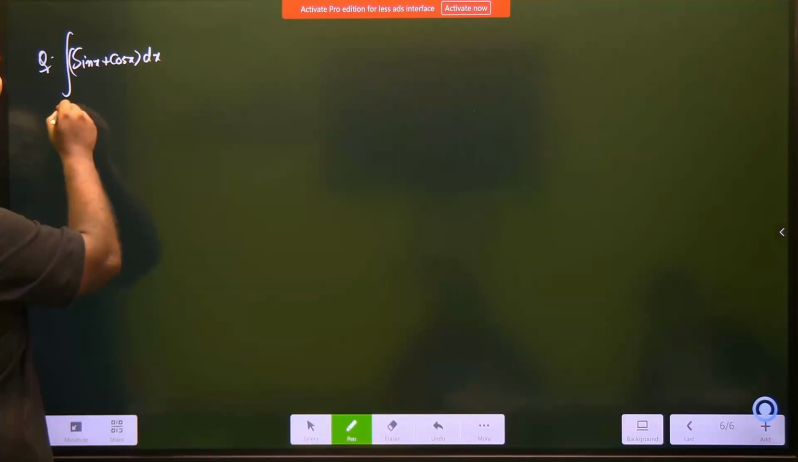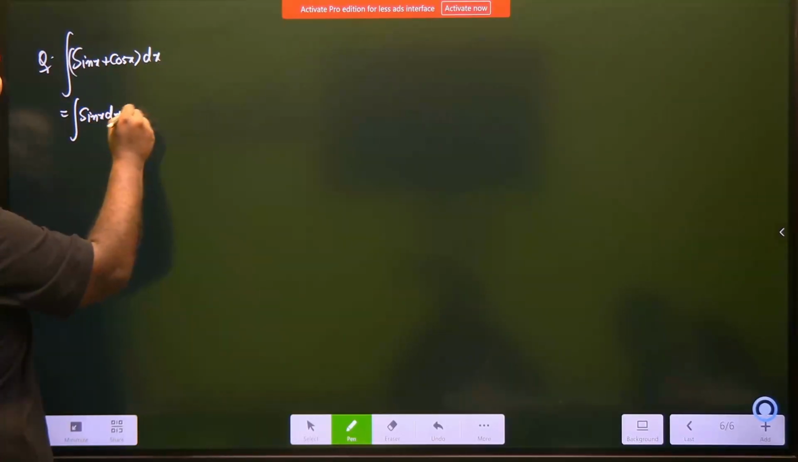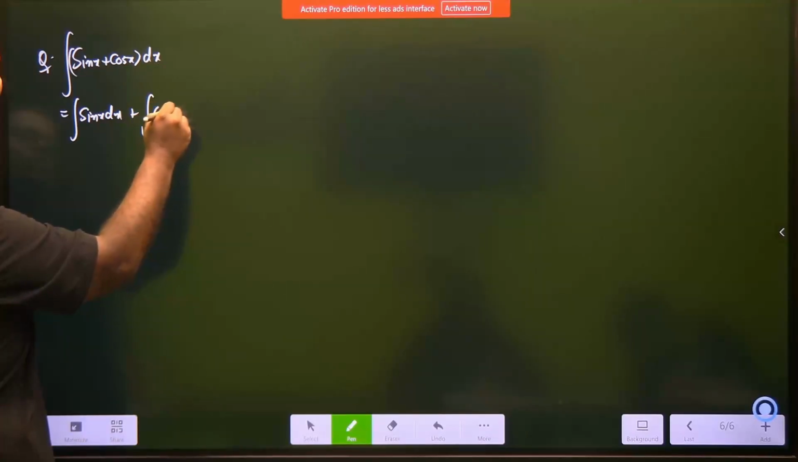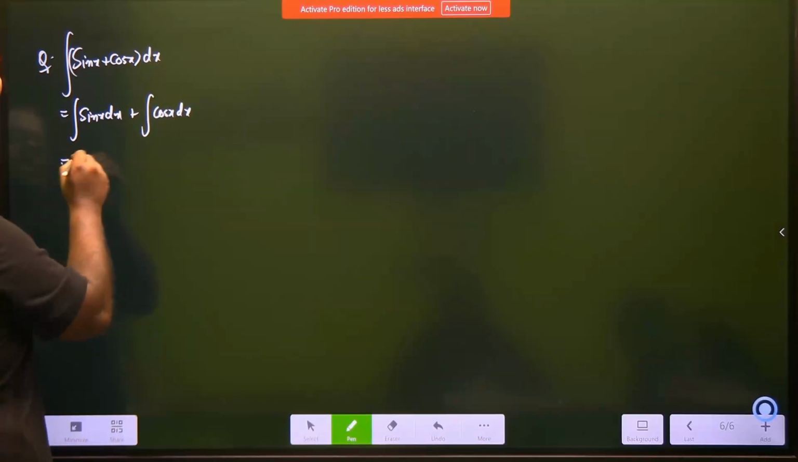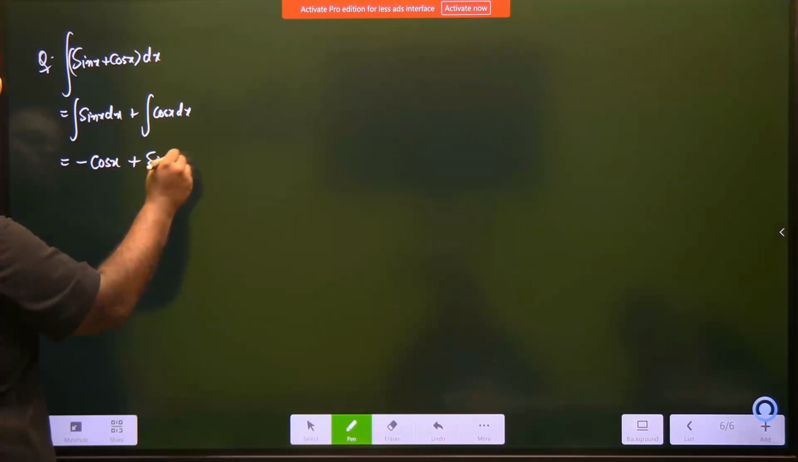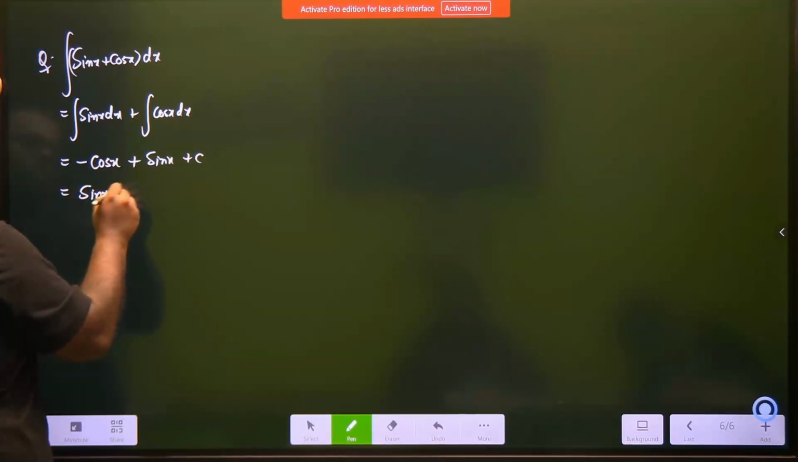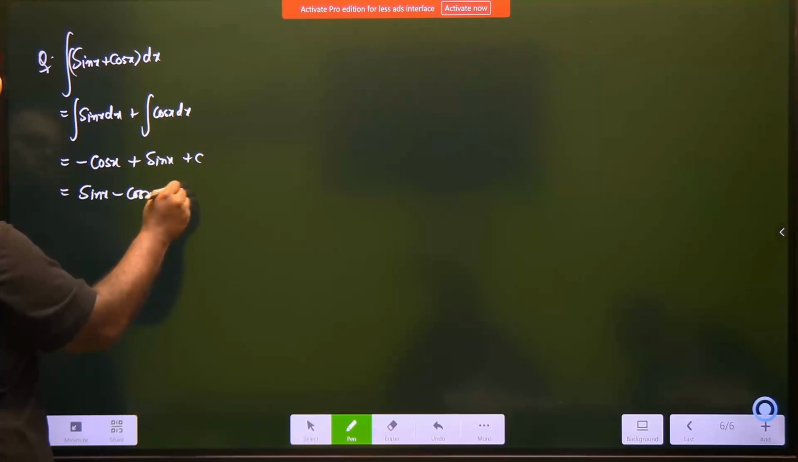How do I write it? I split it into two functions. Integral sin x dx plus integral cos x dx. Integral of sin x dx is negative cos x and of cos x is sin x, plus c. If you want to write it better, you can write sin x minus cos x plus c.